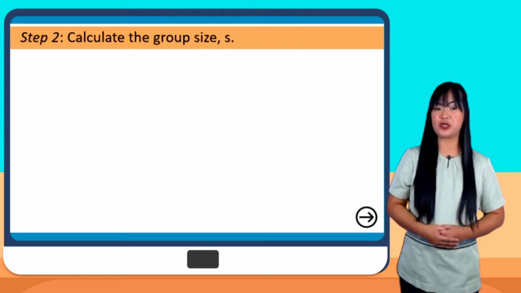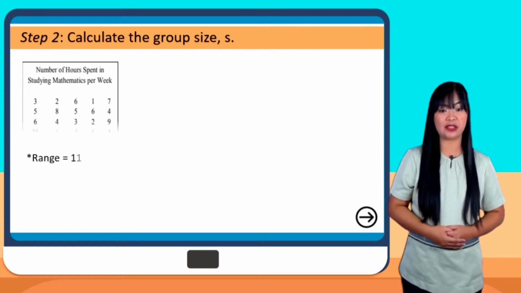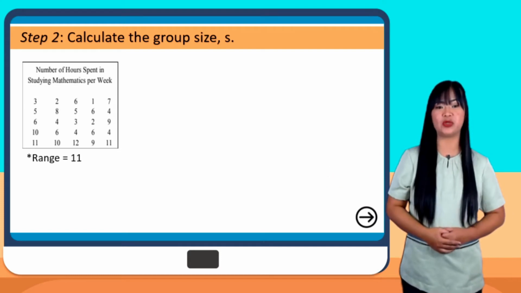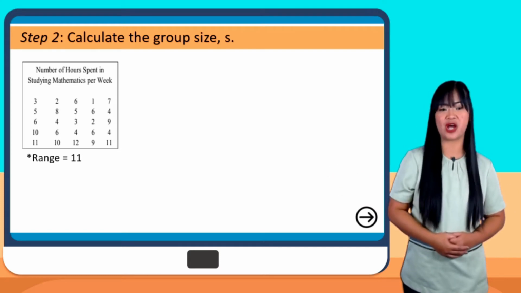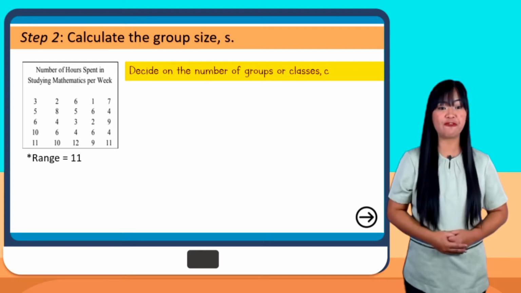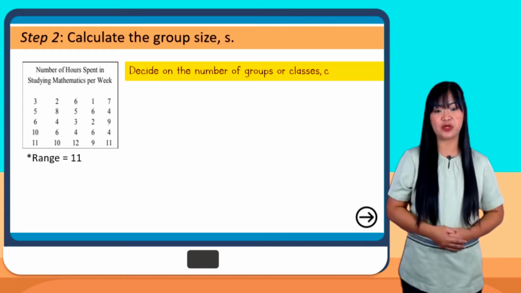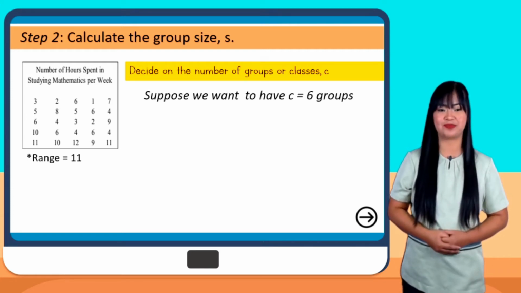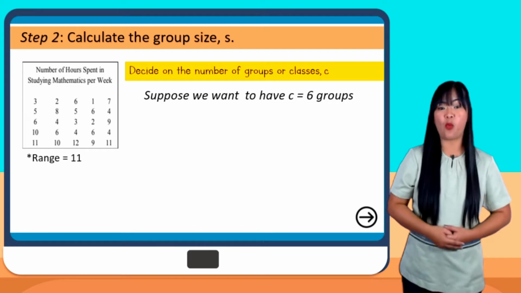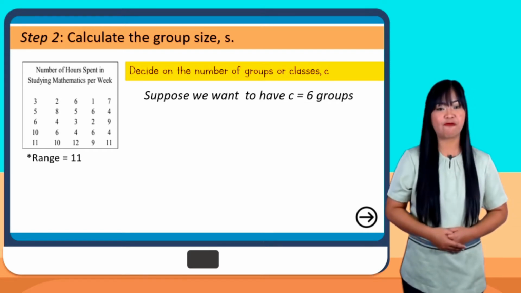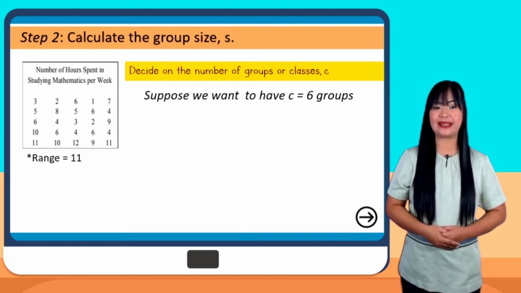Then, after getting the value of R, step 2 is to calculate the group size S. To calculate for the group size, we will be needing the value of the range, which we computed earlier, which is equal to 11. Also, we need to decide on the number of groups or classes C. Suppose we want to have C equals 6 groups or classes.